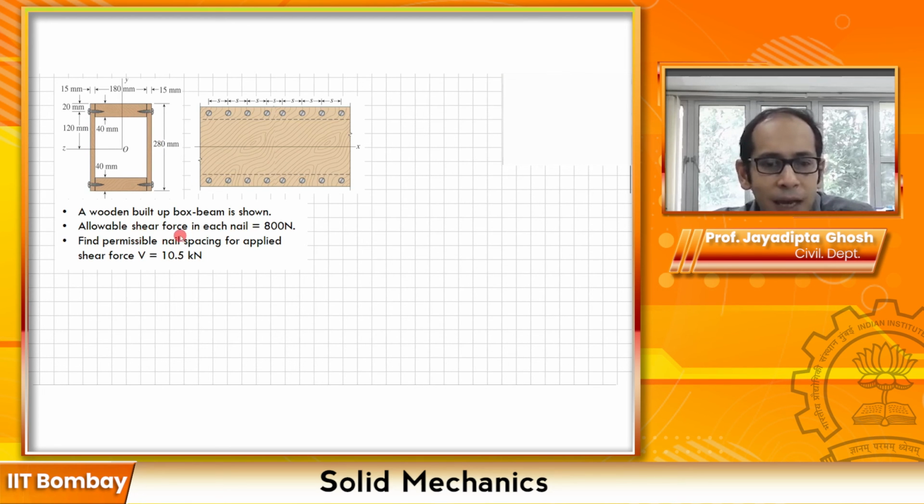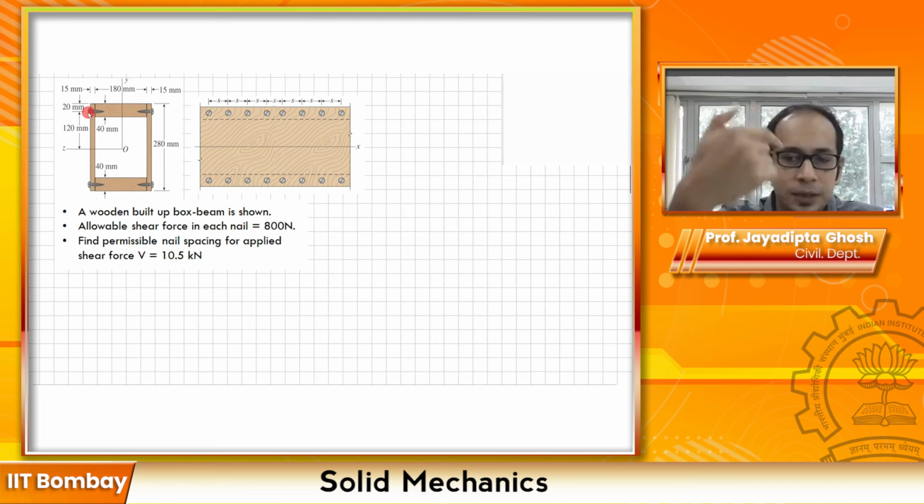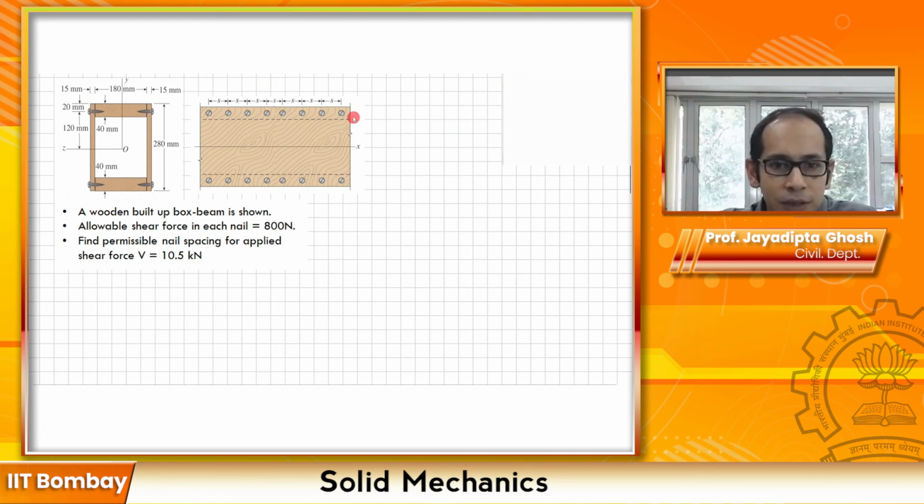You are given the allowable shear force in each nail. Each nail can take up to 800 newtons, not more than that. Beyond that the nails will fail, right? So what you're supposed to find is the permissible nail spacing, that is this S. This is the cross section view, and this is the side view. Side view means if you're looking from here. So this is a continuous board, right? When you're looking from here, this is a nail, and behind that there is a nail, behind that there is a nail. So these are the different nails that you're looking at from the side view.